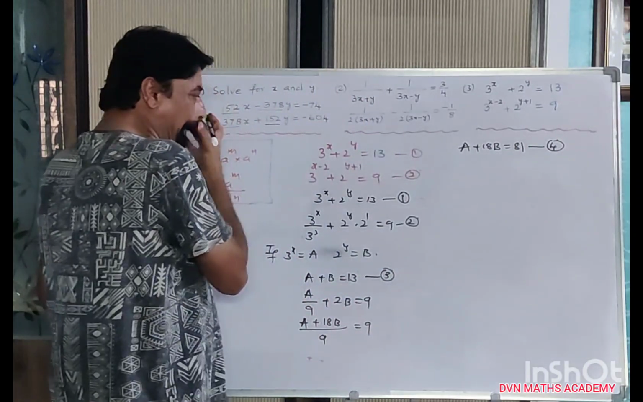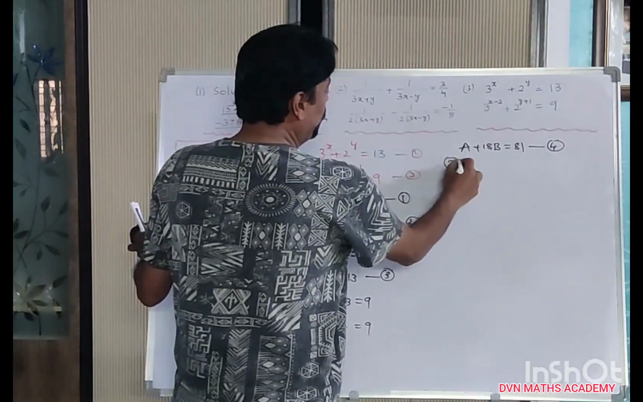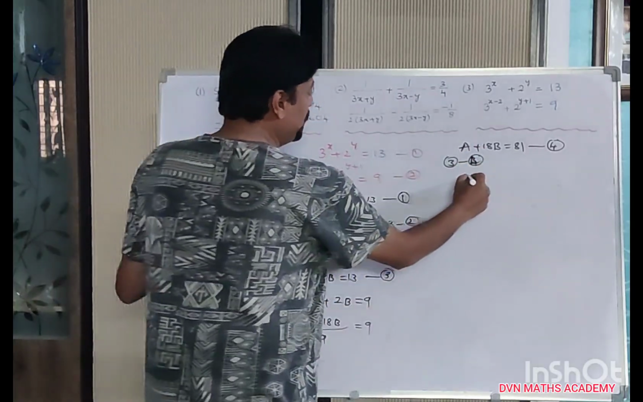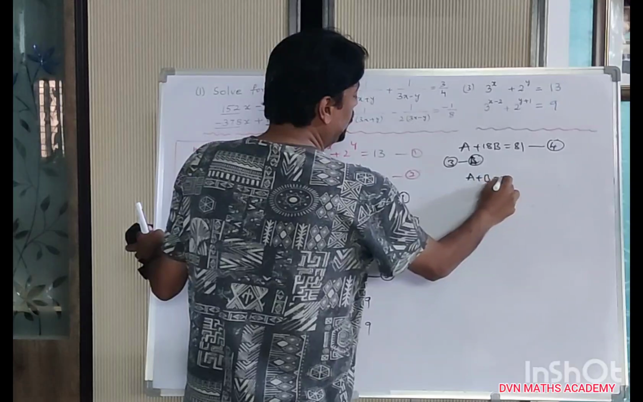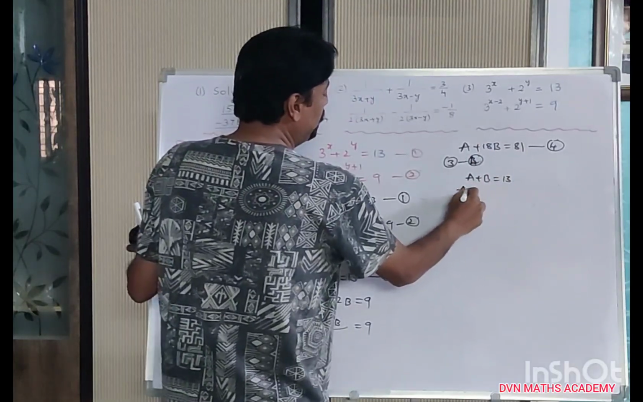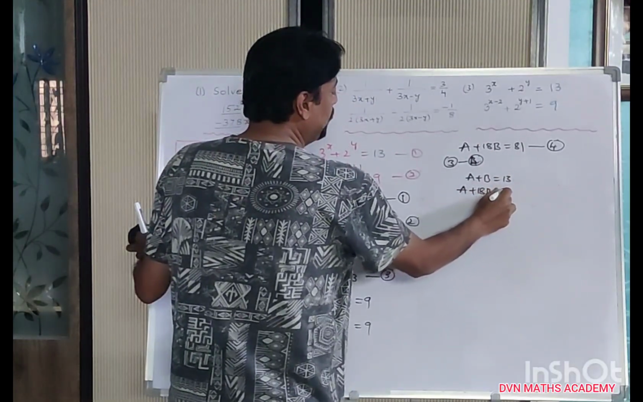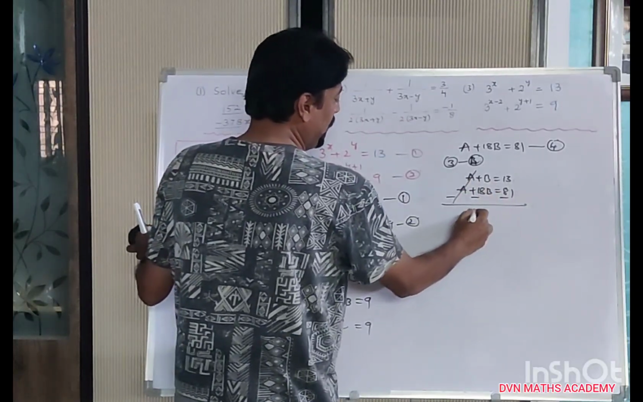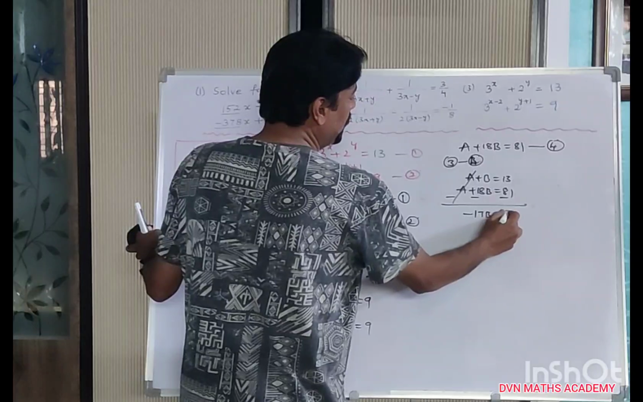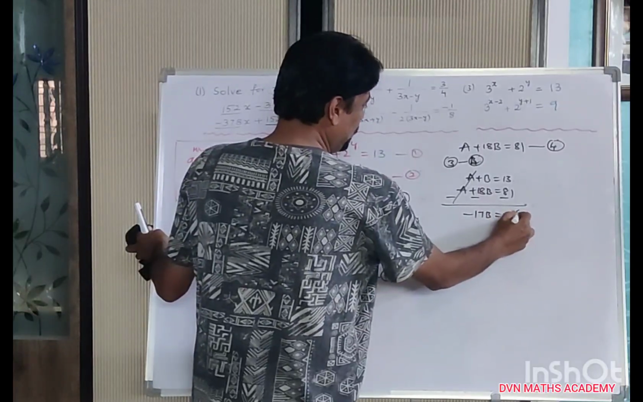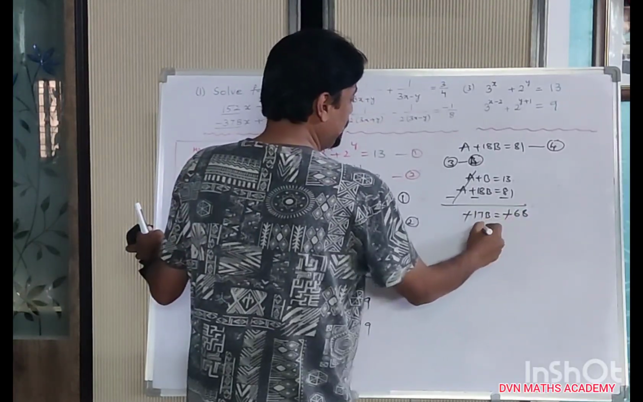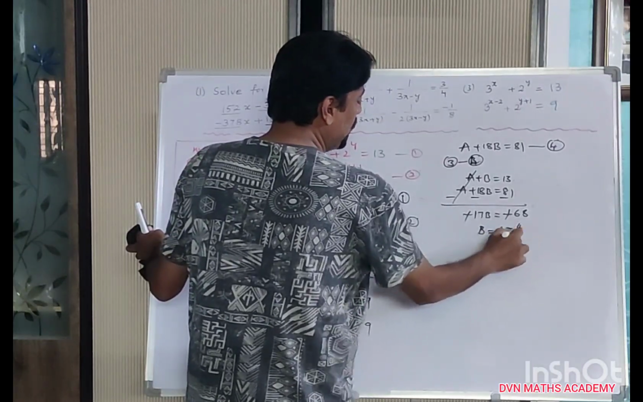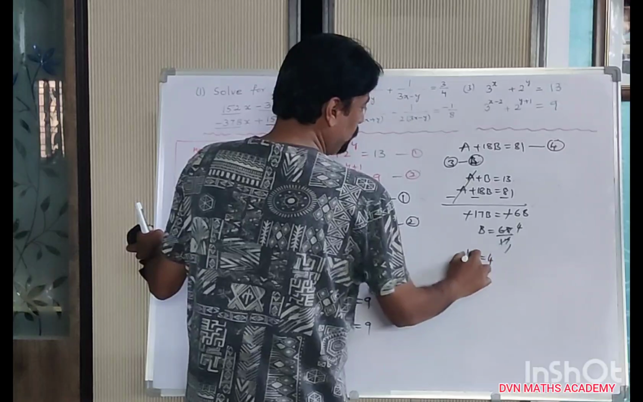If I do 3 minus 4, what happened? You see, third equation is a plus b is equal to 13. My fourth equation is a plus 18b is equal to 81. If we subtract, these two will be cancelled. Minus 17b, this becomes minus 68, I think. Yes, minus 68, minus cancel. b is equal to 68 by 17. This becomes 4, so b is equal to 4.